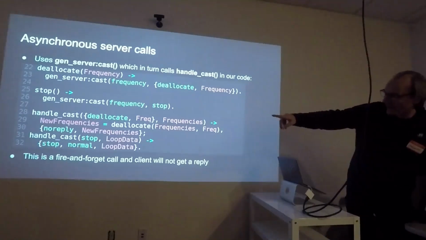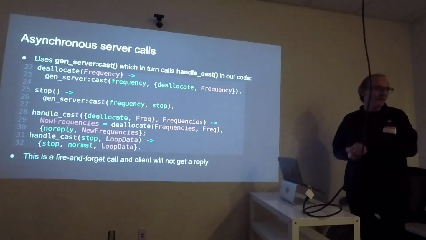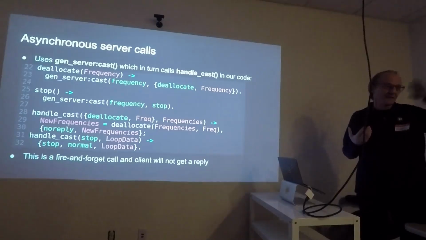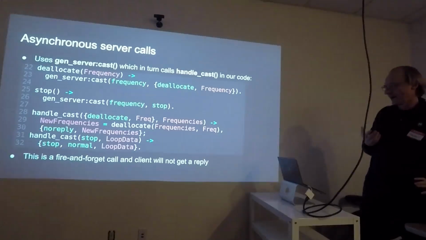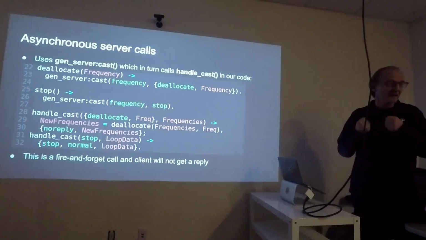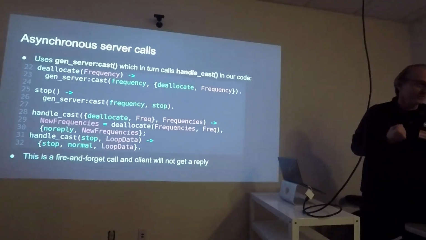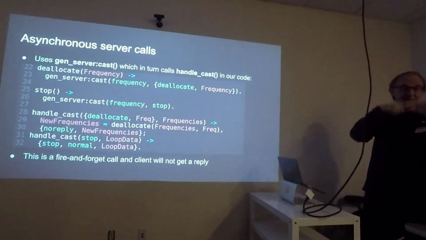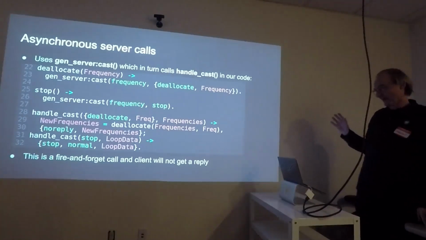On line 30, what I return is a no reply, because it's not supposed to be sent as a reply back to the client. But the state, the calculated state, of course, is returned into the loop of the server. So that is important. So that's how this basically is running.